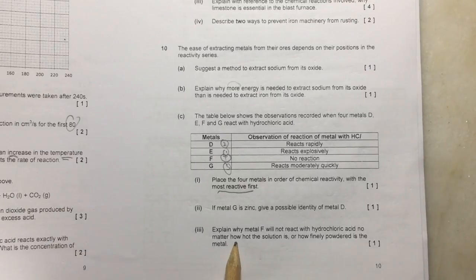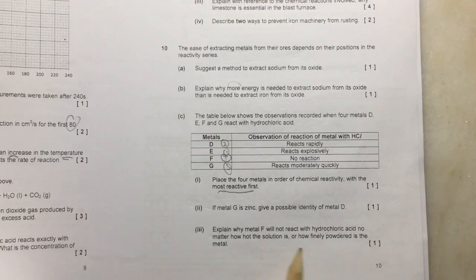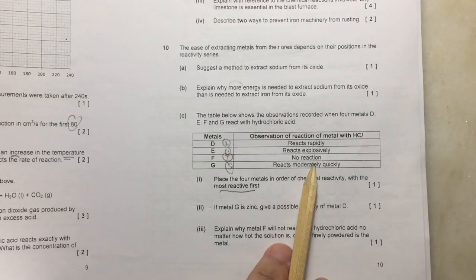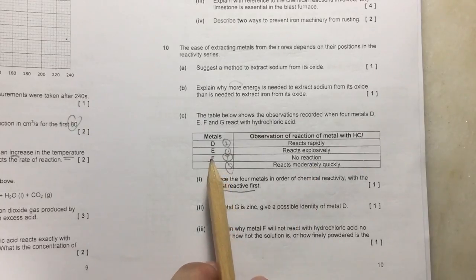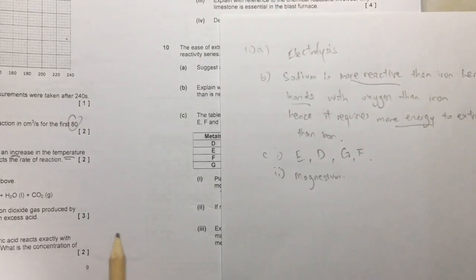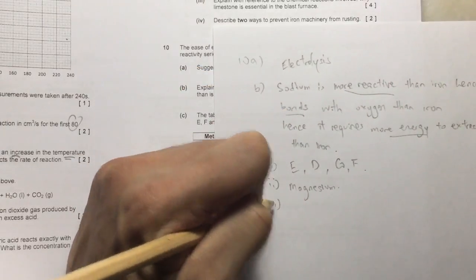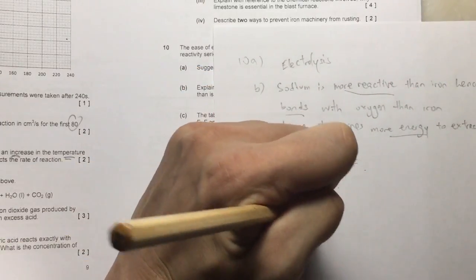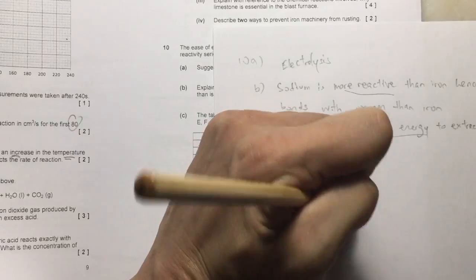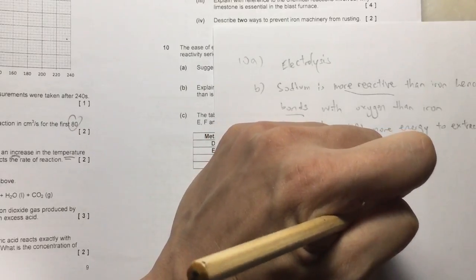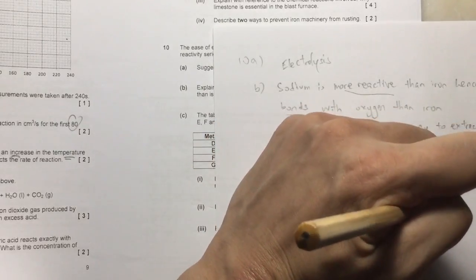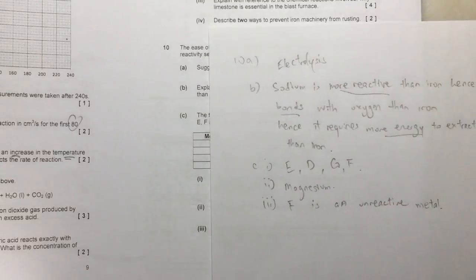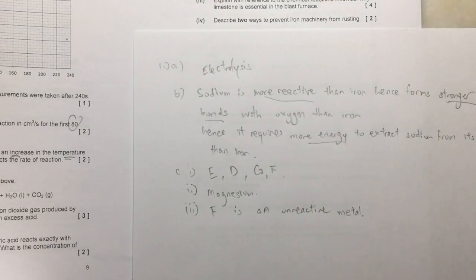Part 3. Explain why metal F will not react with acid no matter how hot or how powdered the metal is. Now, there's no reaction anyway. So, what does it tell you about F? F is an unreactive metal. Probably copper for the matter, or silver or gold.